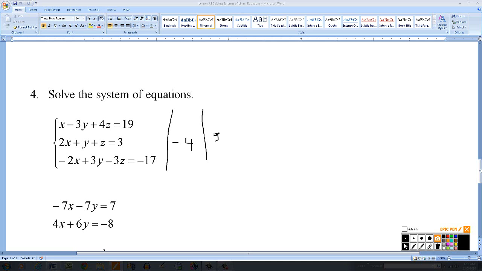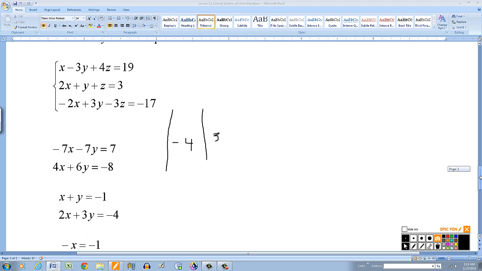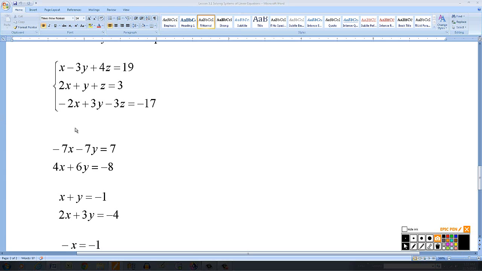Okay, so in the next one, I divided the first equation by -7, and I get this: x plus y is equal to -1. And then the second one, again, I don't have to do this, but it just makes it easier to work with. Divide every component by 2. I divide 4x by 2, I get 2x. 6y by 2, I get 3y. -8 by 2, I get -4. Okay, so I get this.